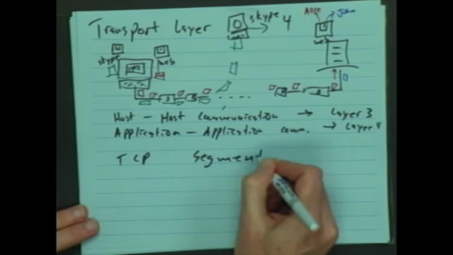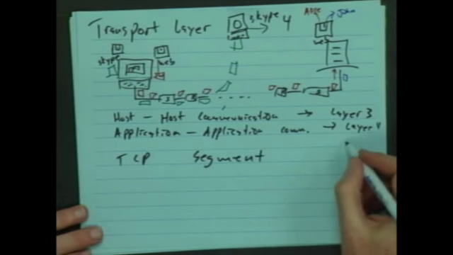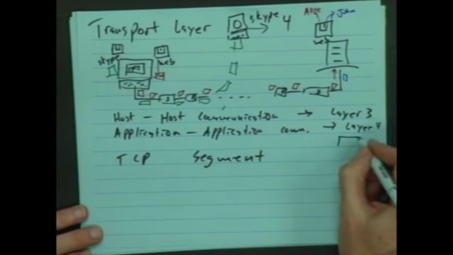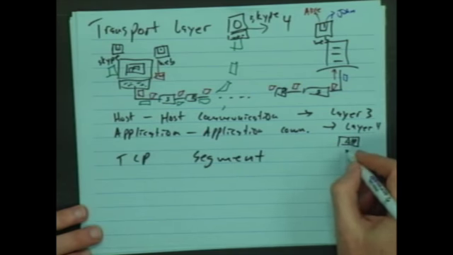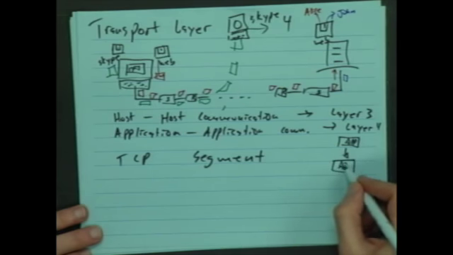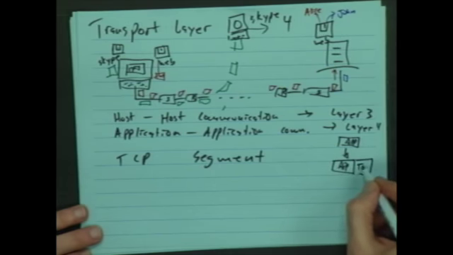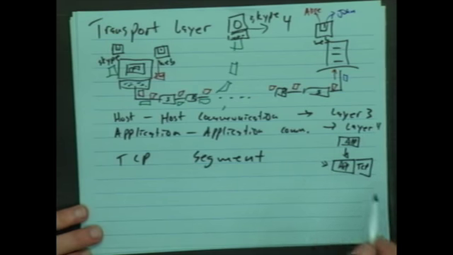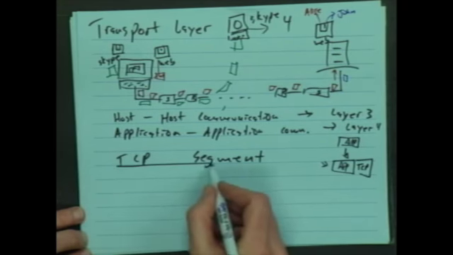So if we look at a TCP segment, we have our application, and it goes into the next layer. We have our application, and then we put on here TCP. This is the TCP segment, okay? The fields look something like this.